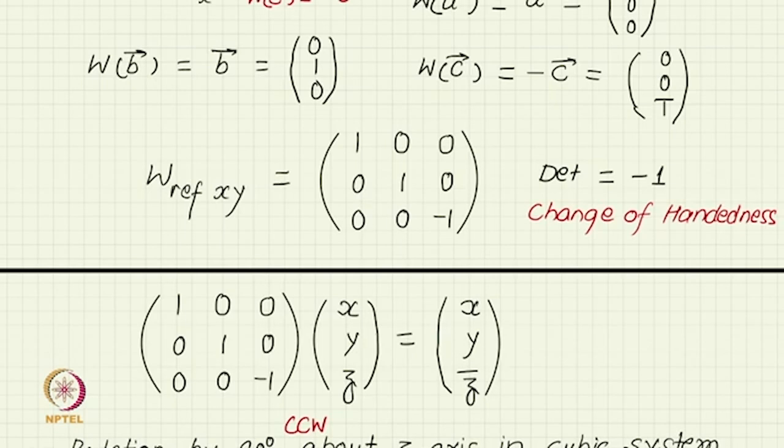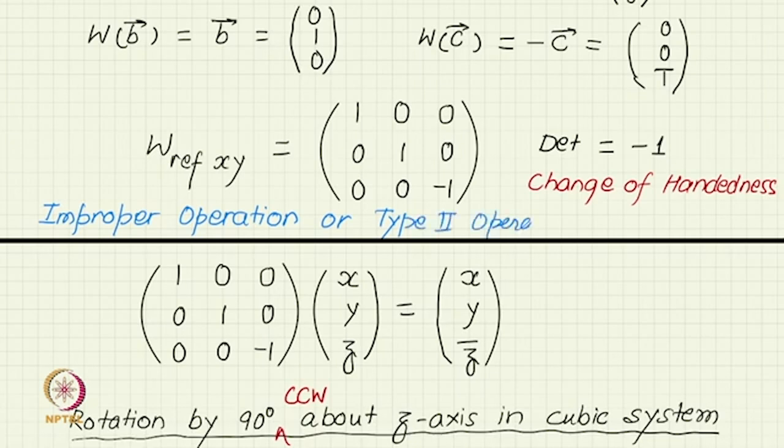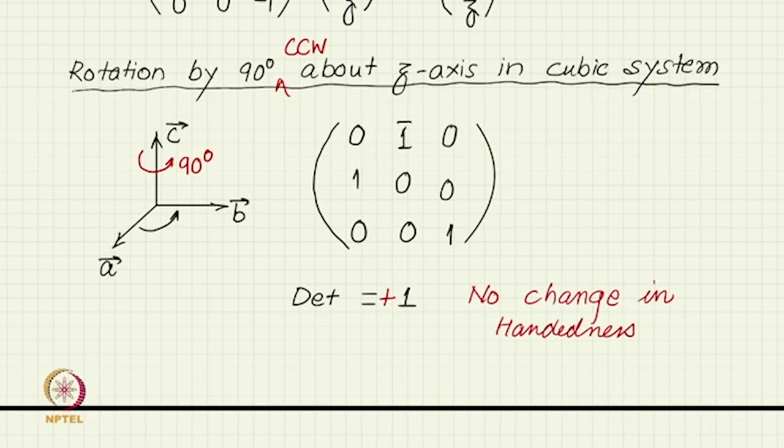Crystallographers use a jargon here, so let us get familiar with that. Operations which change handedness are called, I do not know why they should be called improper, but they are called improper. There is nothing improper about them. They are called improper operations, or sometimes type 2 operations. So this is just the definition: an operation which changes handedness, that is whose determinant will be minus 1, is an improper operation or a type 2 operation. The one which does not change handedness is a type 1 or proper operation.